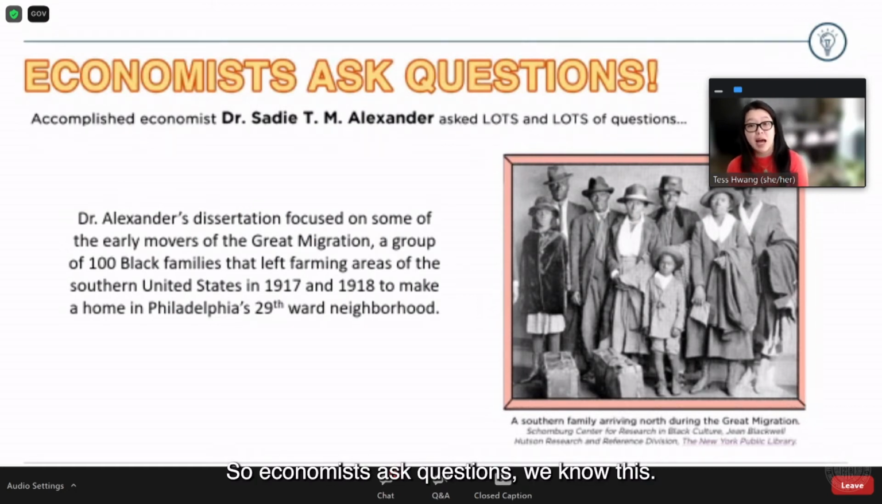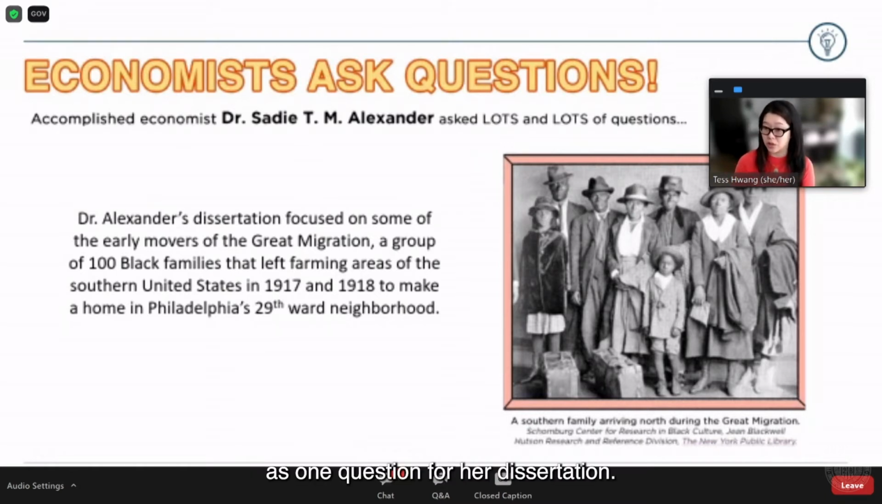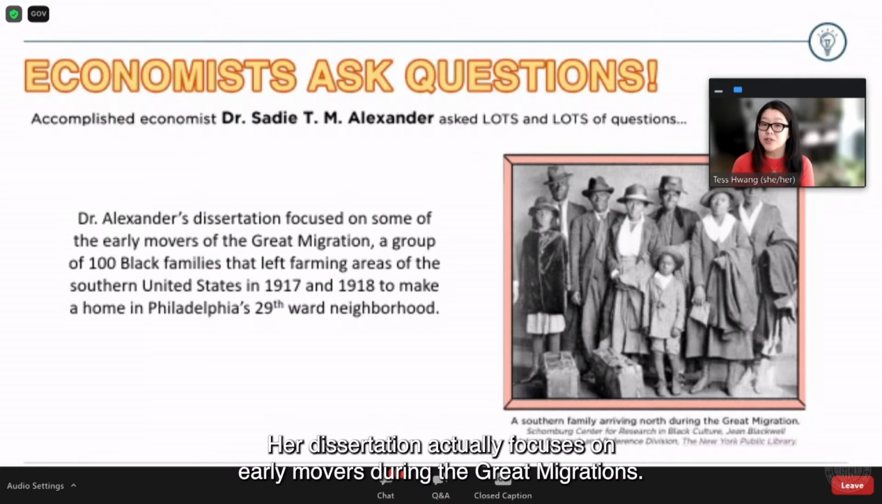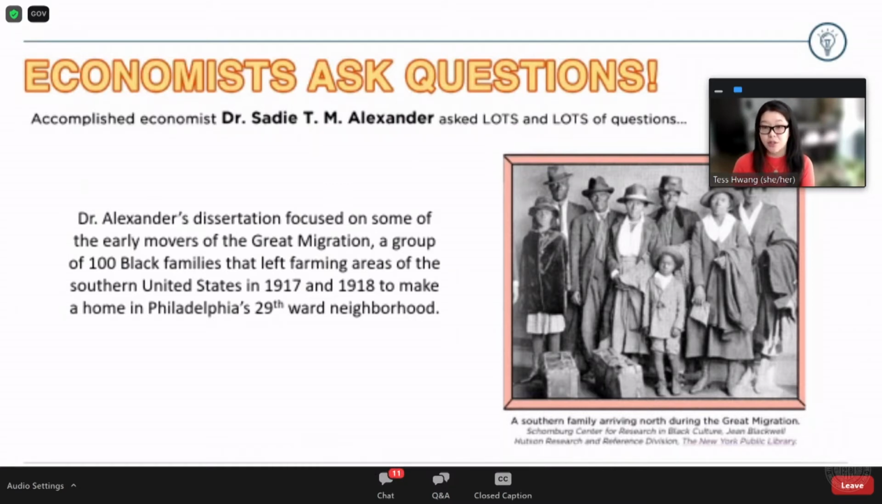So economists ask questions, we know this. And what we want to highlight in the first series is that Dr. Alexander did not just ask one question for her dissertation. She asked lots and lots of questions. Her dissertation actually focuses on the early movers during the Great Migration, which was following 100 Black families that left the farming areas in the United States in 1917 and 1980.